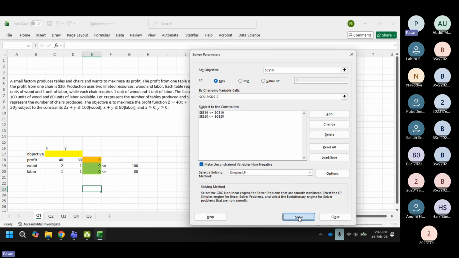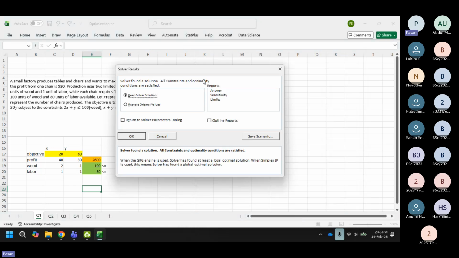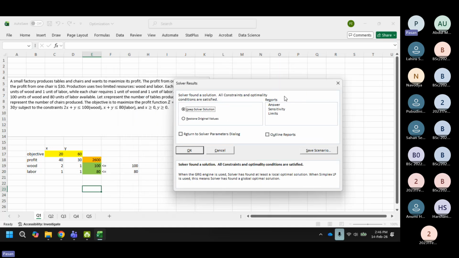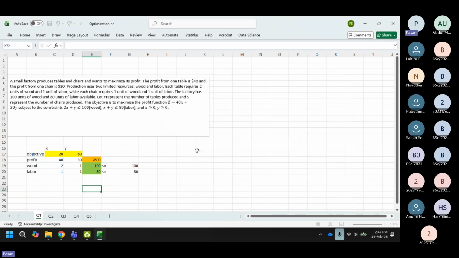I can say okay, I can go for the solve, and once it solves it, you're getting some output like this. They're asking you to keep the solution, or restore the original values. That means 0, 0, right? And you can report. You can have the different reports and so on, and I will come to this. We don't need to worry too much about this right now. So I want to look at the solution, right? So you can have it like that. Basically you can see the answer there, right? Okay, right.